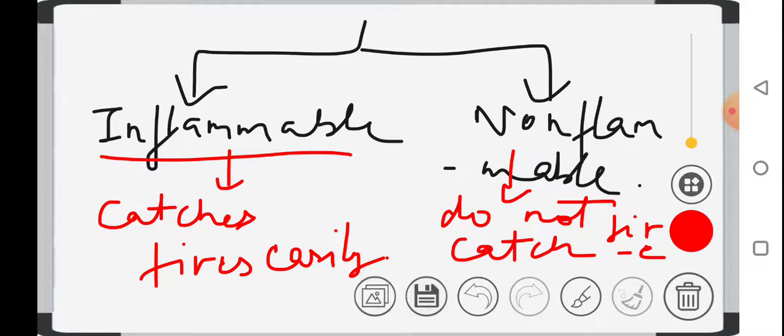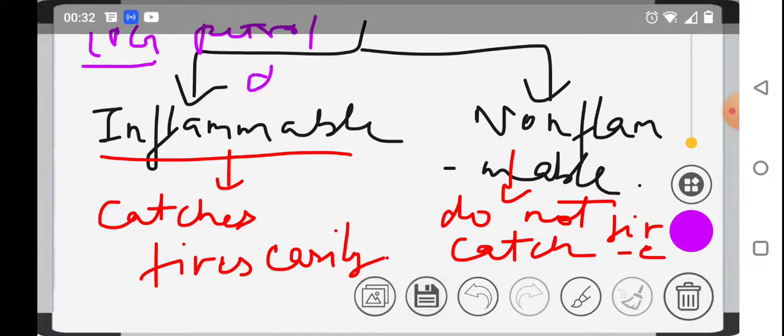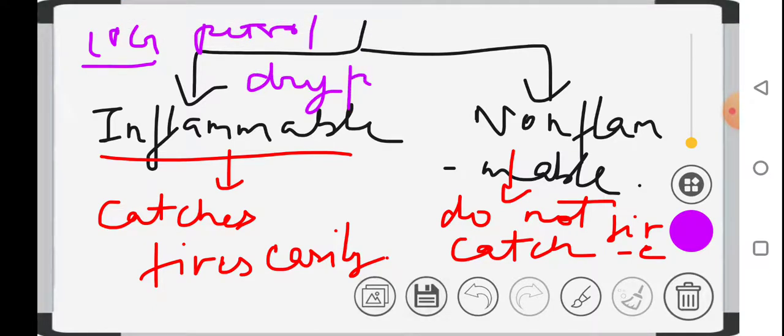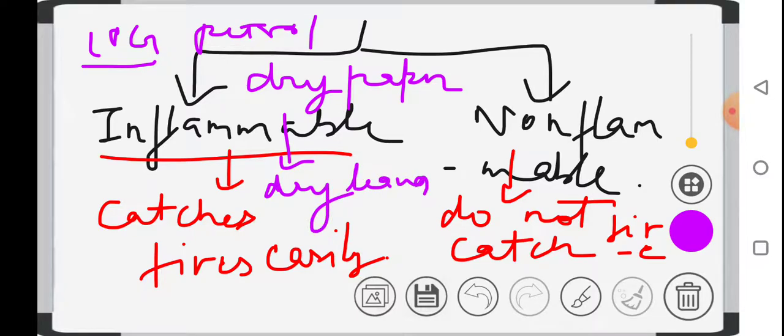Now, this will be more clear to you if I talk about examples. Examples of inflammable substances. First of all, I told you what are inflammable substances: those substances that catch fire easily. Examples are your LPG cylinder. At your home you have an LPG cylinder. Petrol, yes, petrol. Dry paper, dry leaves, dry clothes.